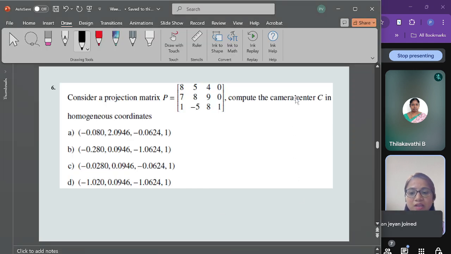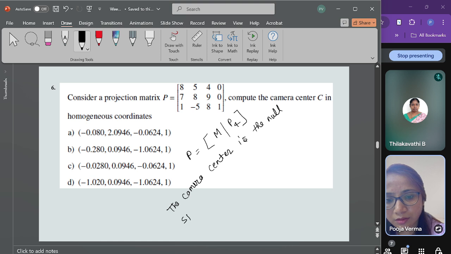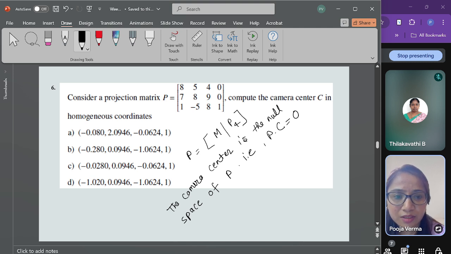We have already seen in the lectures that the projection matrix P can be represented in this form also, M and P4, right? The camera center is at the null space of P. Already we have seen, in the previous question, that the camera center is the null space of P. That is, PC is equal to 0, right?